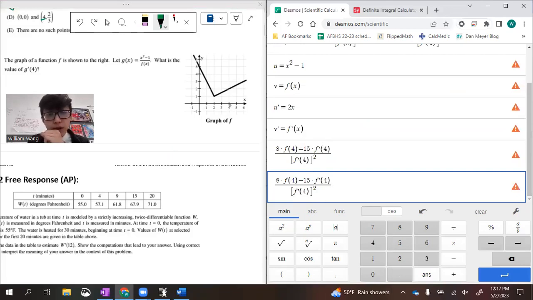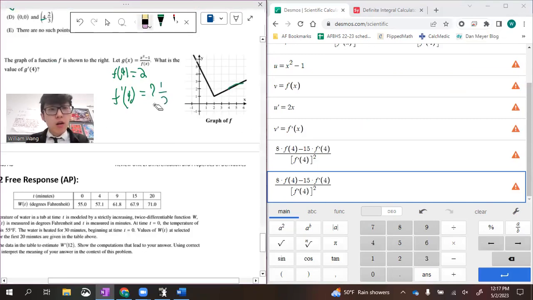Well, luckily I'm given the graph of f. F of 4 is right here, so f of 4 is equal to 2. And f prime of 4, you'll say, I'm not given the graph of f prime, so how can I figure that out? Well, I'm given the graph of f, and f prime is simply the slope. So the slope at 4 is 1/2. So f prime of 4 is 1/2. And you could calculate the slope here. You would get 1/2.